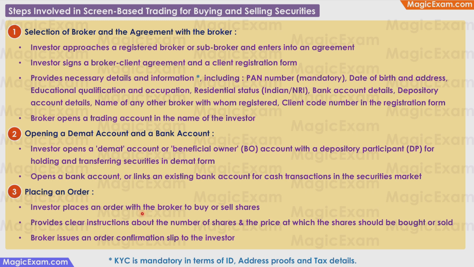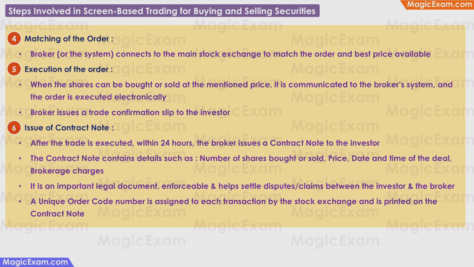The investor places an order with the broker to buy or to sell shares. The investor provides clear instructions about the number of shares and the price at which the shares should be bought or sold. The broker issues an order confirmation slip to the investor, acknowledging all the details that have been provided by the investor. Based on the order details, the next step is matching of the order.